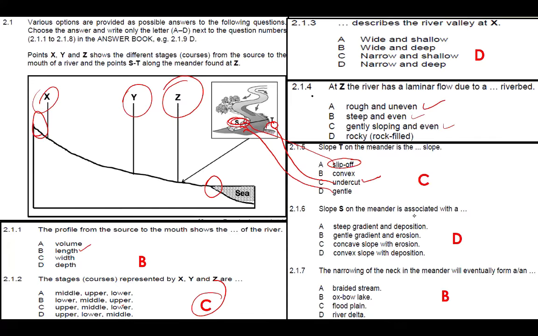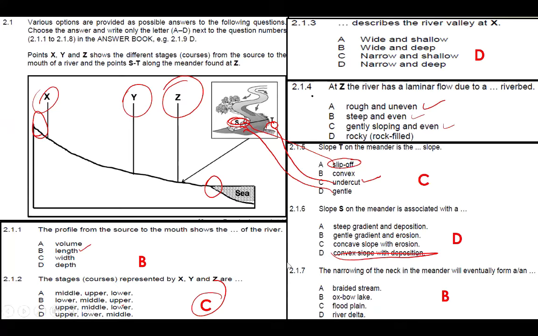Slope S on the meander is associated with what? Is it the steep gradient and deposition, gentle gradient and erosion, concave slope with erosion, or convex slope with deposition? So here it will be convex slope with deposition.